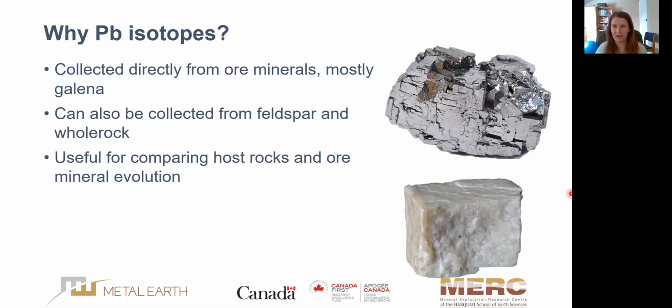So why use lead isotopes? Some of the advantages of working with lead is that these isotopes can be collected from ore minerals as well as feldspars and whole rocks. Typically for isotope systems such as hafnium and neodymium, these are collected from either zircon or whole rock samples. But this makes it difficult to contextualize the ore minerals and the ore systems that are hosted by these rocks. So by using an isotope system where we can get data from the ores themselves, as well as the host rocks and related minerals, we can compare these different environments and the mineral systems evolution a bit more holistically.